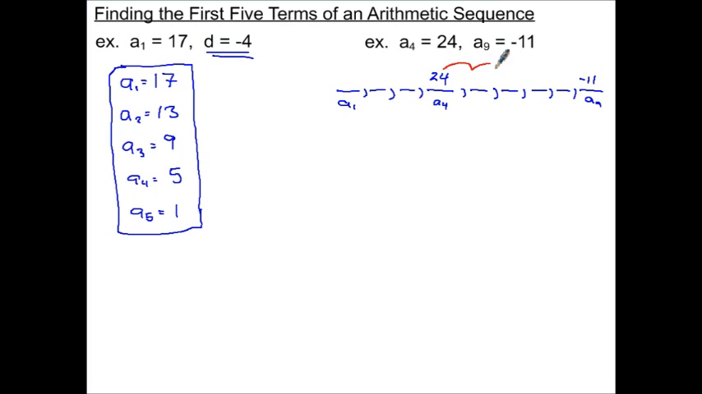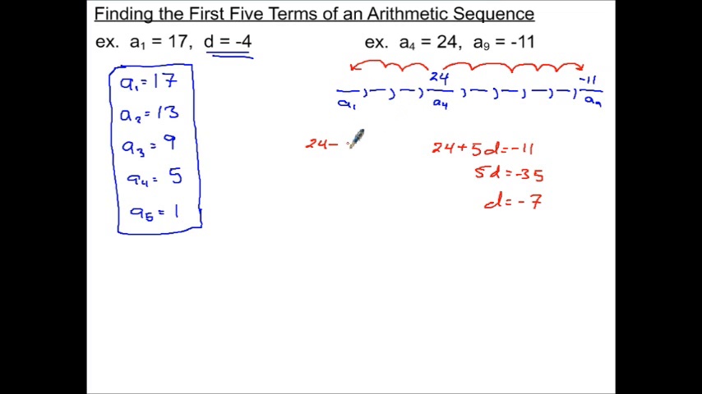I've got 1, 2, 3, 4, 5 steps to get down to negative 11. So 24 plus 5 of those steps takes me to negative 11. Solving pretty quickly here, this gives me negative 35, so my d ends up being negative 7. Again, going the other direction now. 1, 2, 3. So I have to take 24 and go minus, because I'm going to the left. I don't care that d is negative right now. I need to subtract 3 steps worth of d to get to my a sub 1.